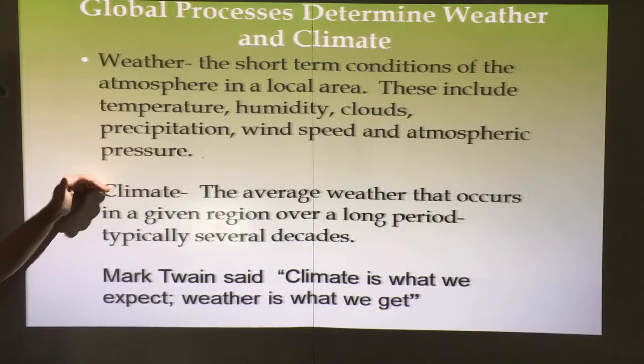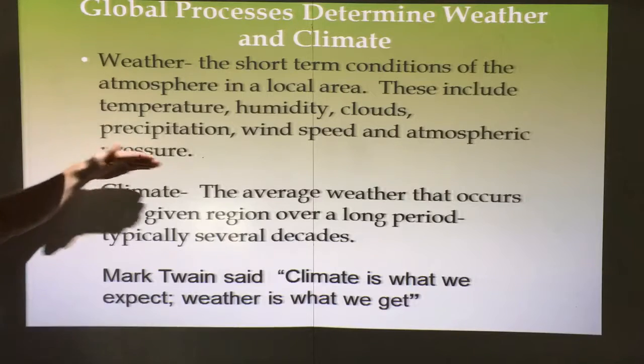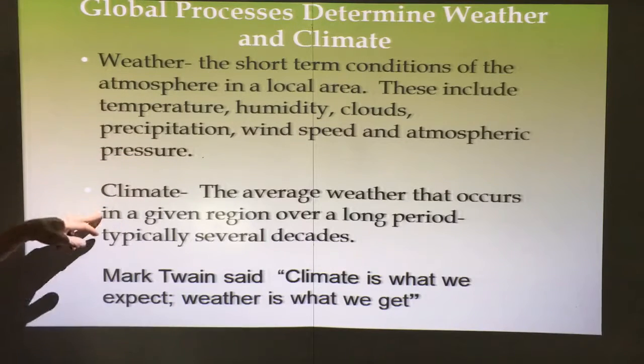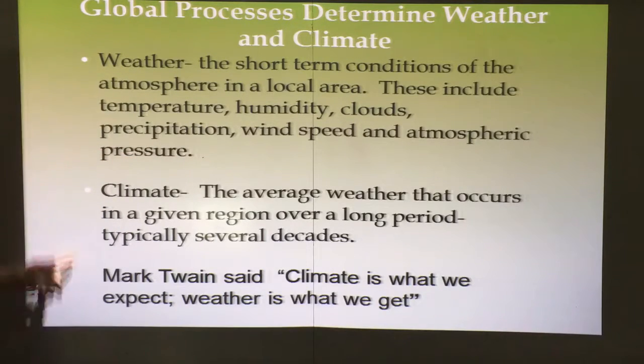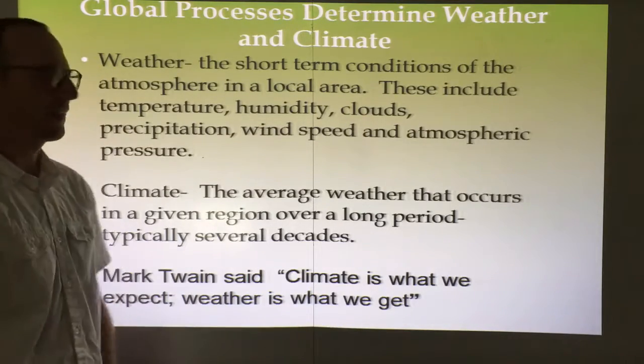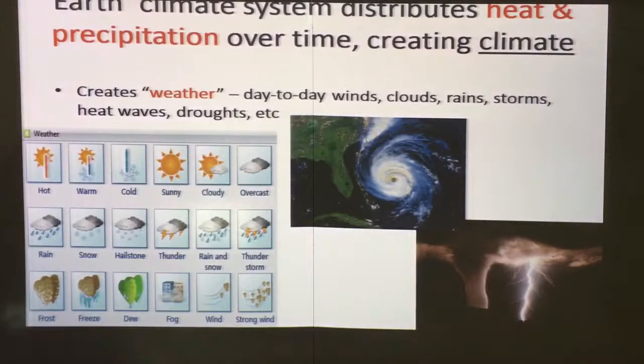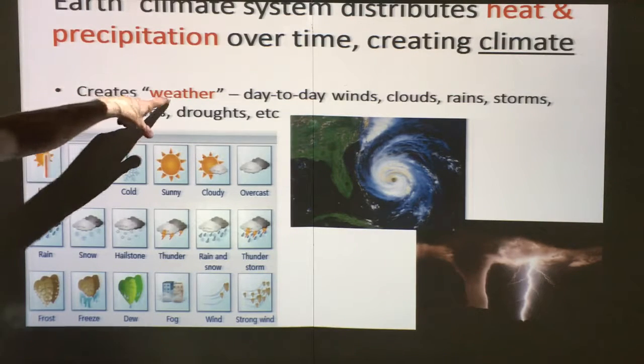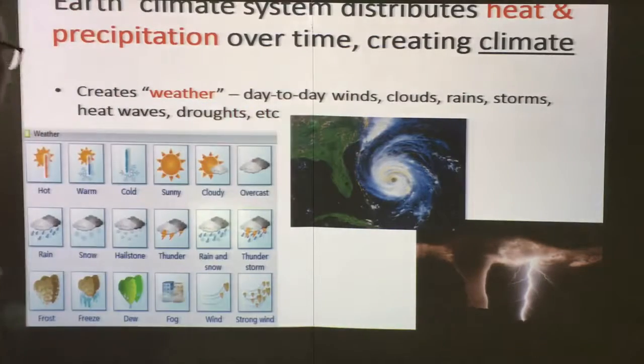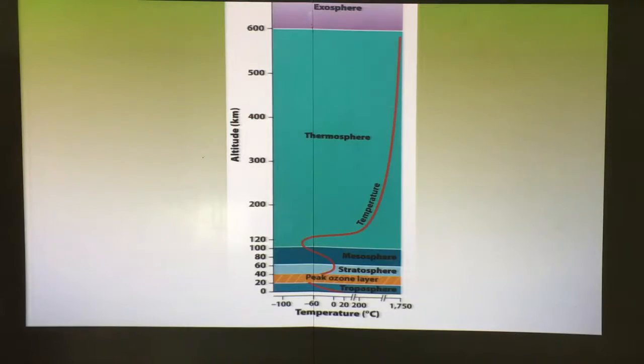Weather and climate. Climate is the average weather that occurs in a given region over long periods of time. Weather is what's happening. Climate is what we expect, and weather is what we get, said old Mark Twain. Again, this is talking about the difference between weather and climate, and this is an example of weather, what's happening, and climate is, remember, over a long period of time.